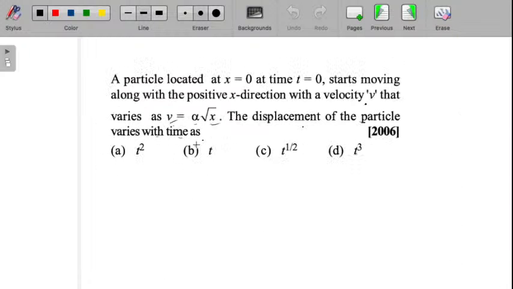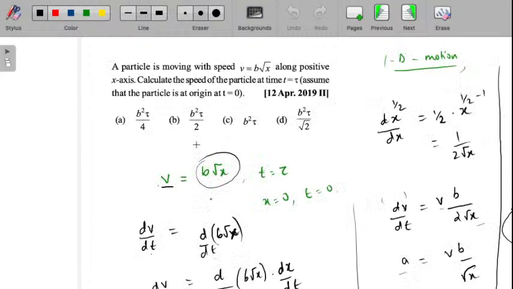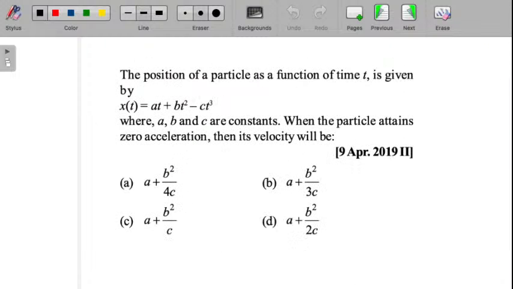This is an interesting thing with respect to the repetition. Let's come back to this problem after we do the integration. Now here we can see that the displacement varies with time as at plus bt square minus ct cube, where a, b, c are constants. We are asked to find the velocity of the particle when the particle has zero acceleration. We are asked to find the relation of velocity when the acceleration is zero.